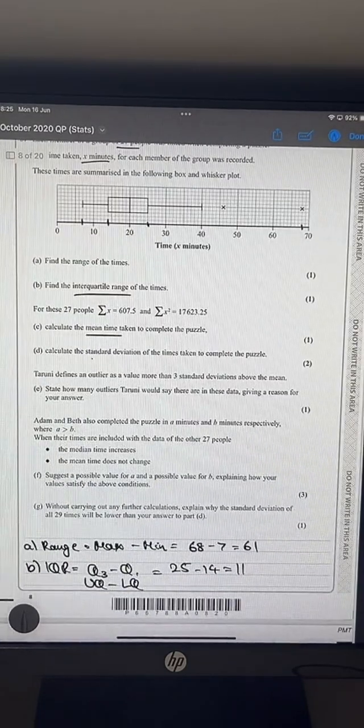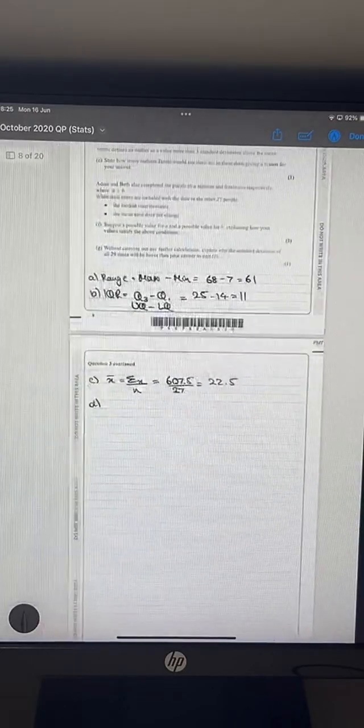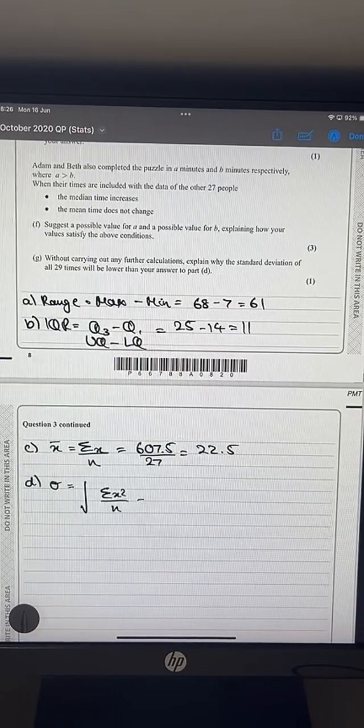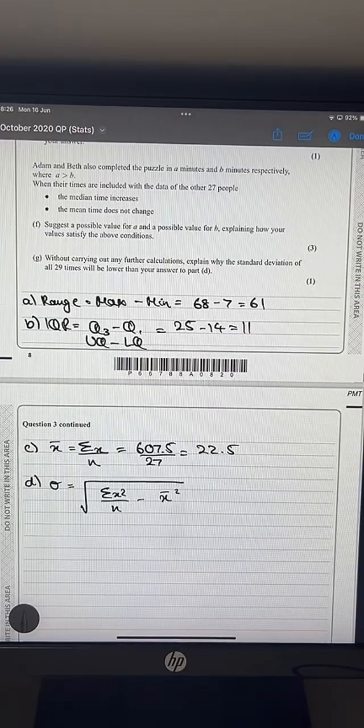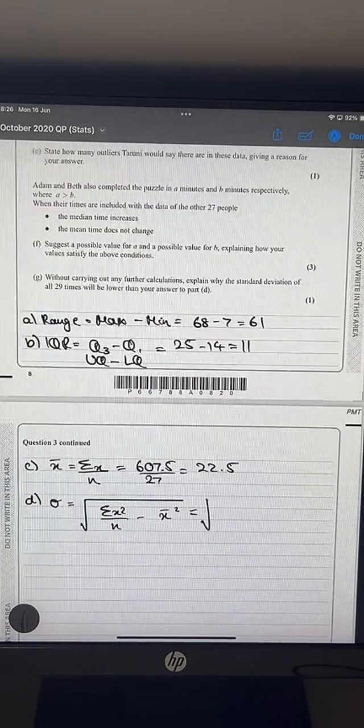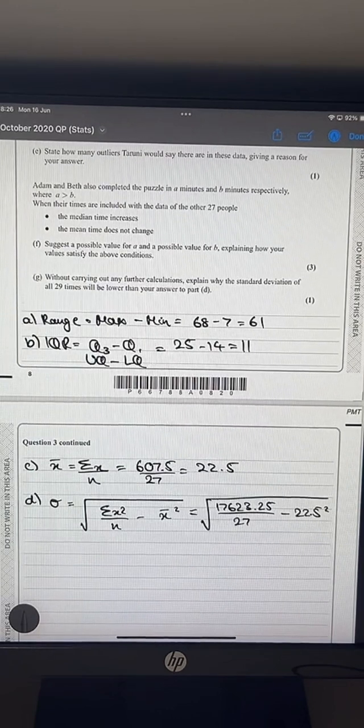Part D. Calculate the standard deviation of times taken to complete the puzzle. So it's given in the formula booklet. The standard deviation is equal to the square root of the sum of x squared over n minus the mean squared. And it's, again, just a nice substitution. So that's the square root of, what is the sum of x squared? They've given us 17623.25. 17623.25 divided by 27 minus 22.5 squared, minus the mean squared. And if I put that into my calculator, I get 12.1 to 3 significant figures. So that's how you do that.